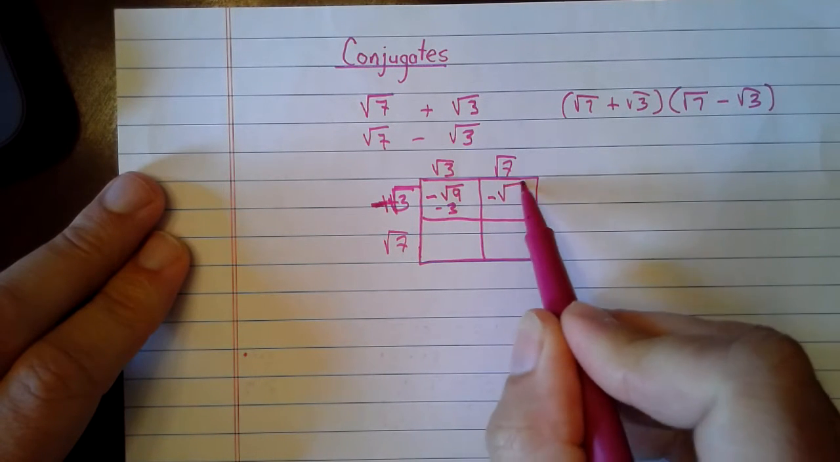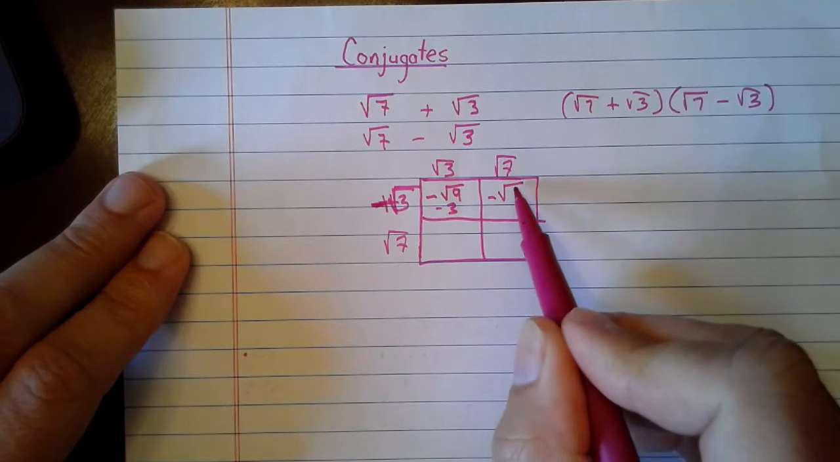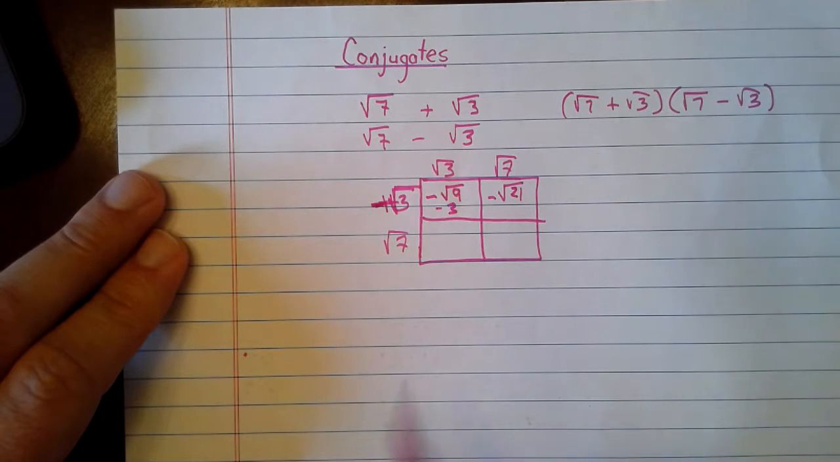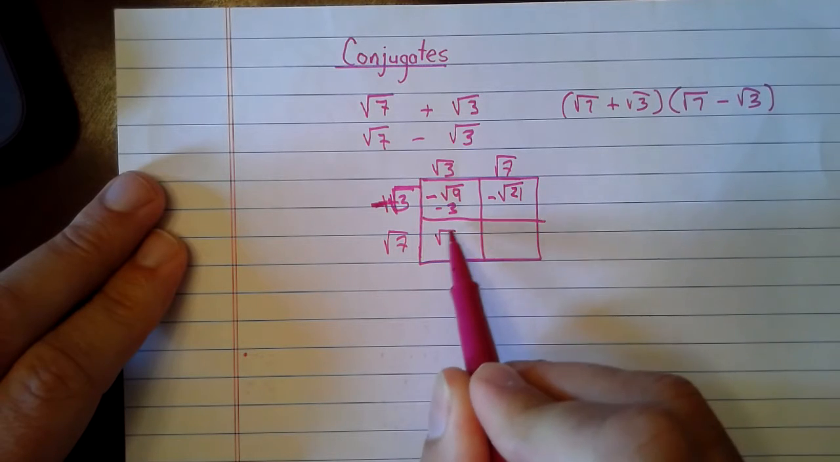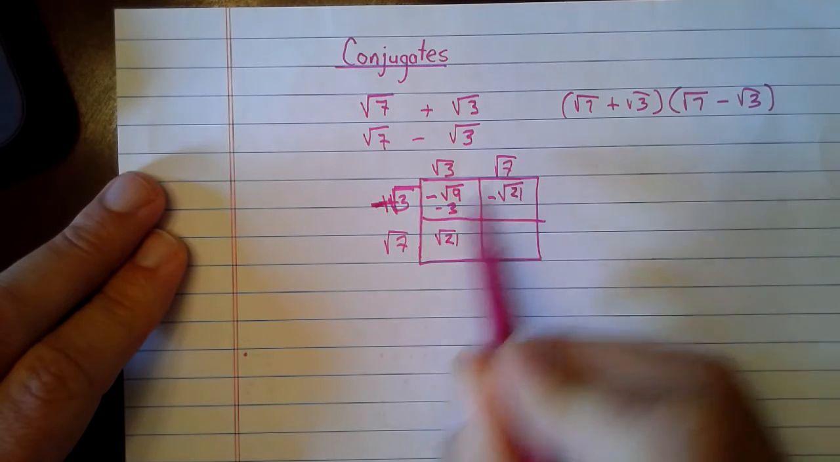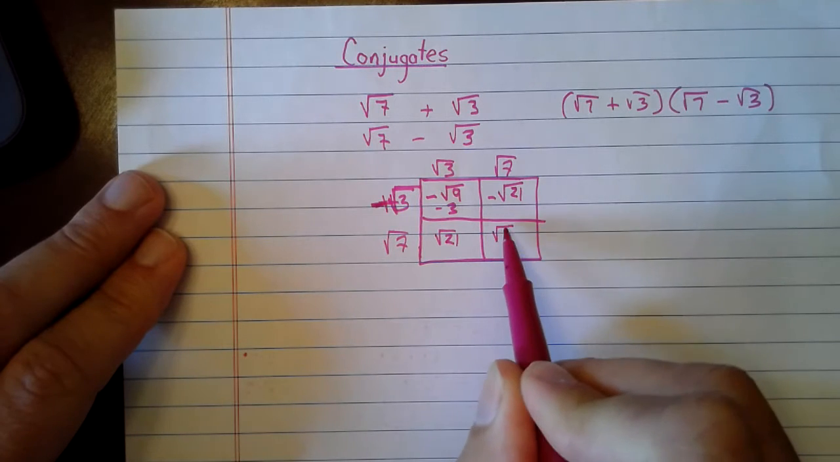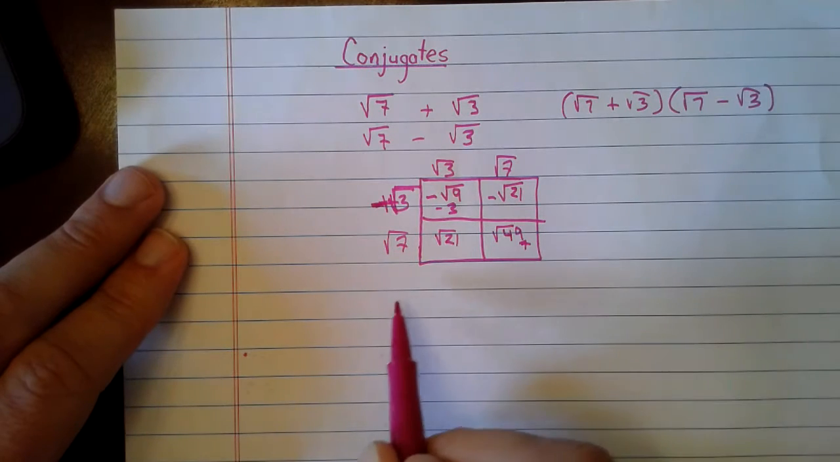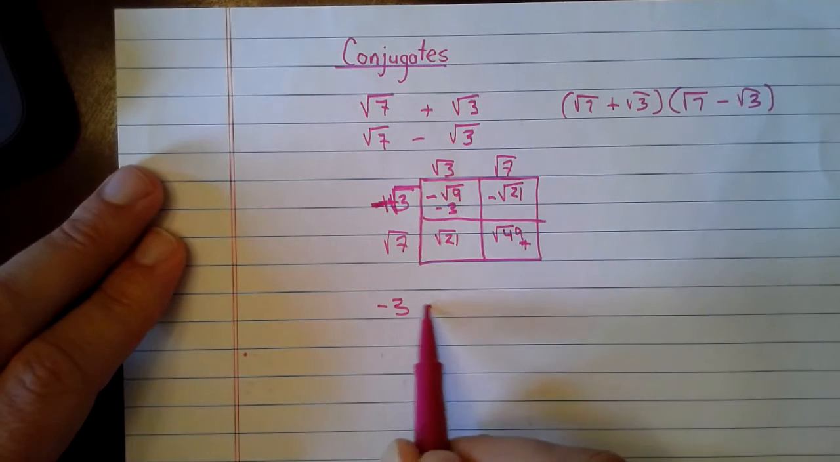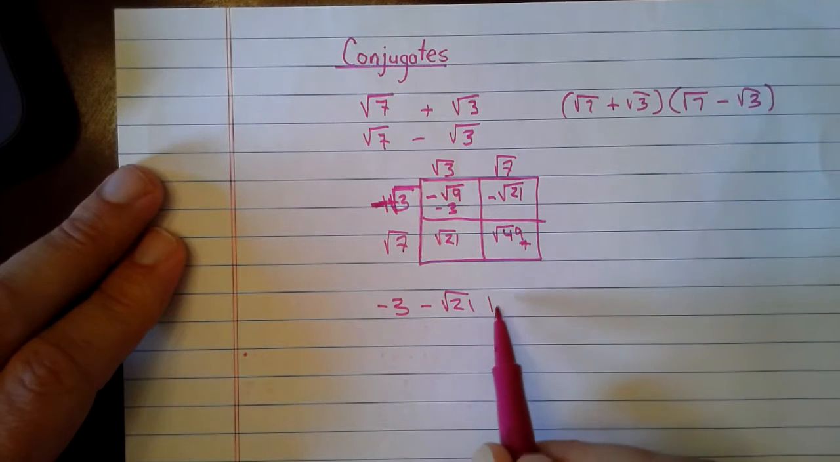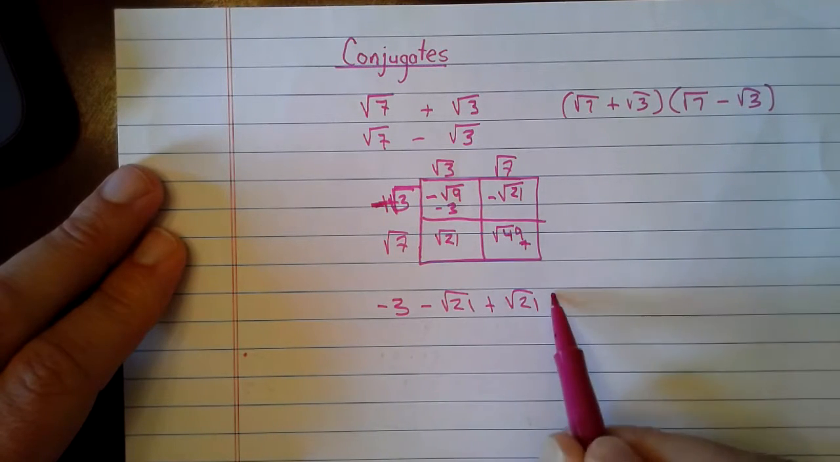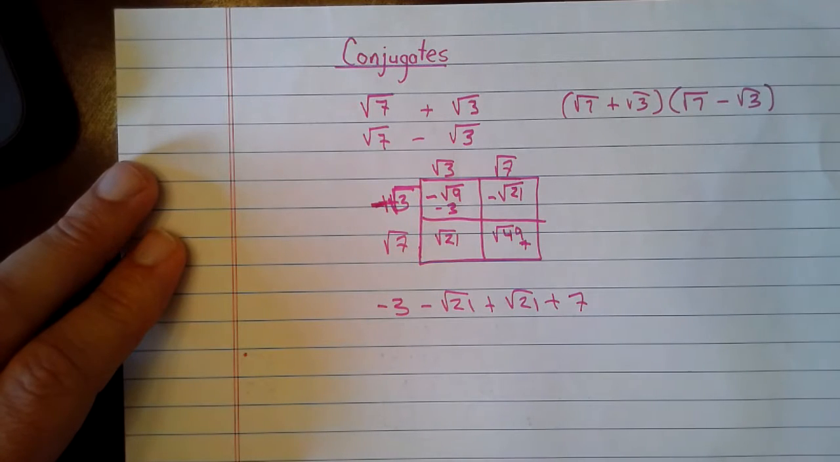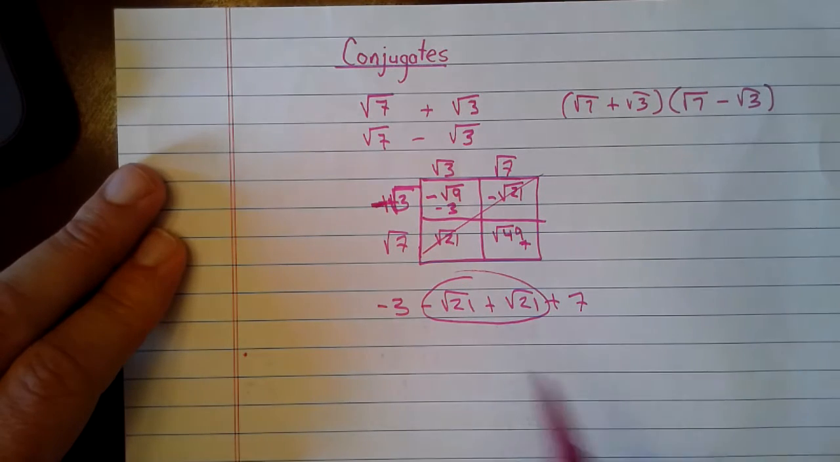This would be negative root 7 times root 3, which is negative root 21. This would be root 21, and root 7 times root 7 gives me root 49, or just 7. So if I write all of these out, I have negative 3 minus root 21 plus root 21 plus 7. These two end up canceling out. They're opposites. Difference of squares.